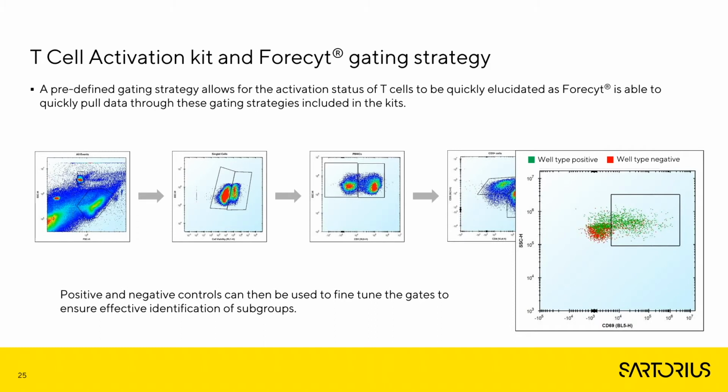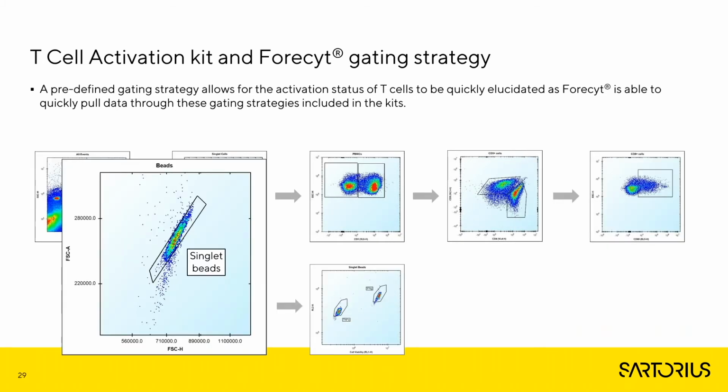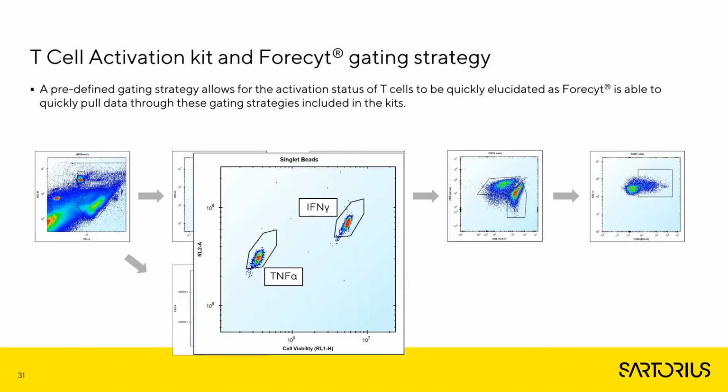The gating is also carried through from the bead gate, so through from the single beads, and then finally to separate each of the bead types based on their unique fluorescence signature, and the signal for the secondary antibody fluorescence on each bead type can be used to quantify each cytokine.